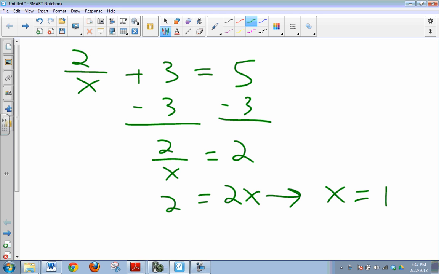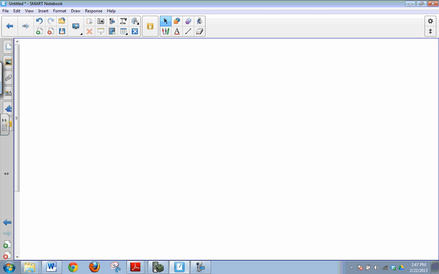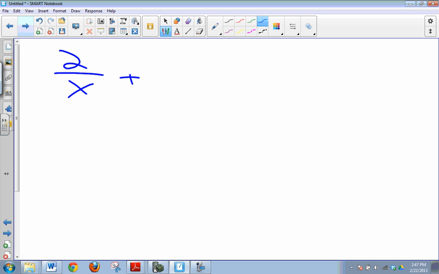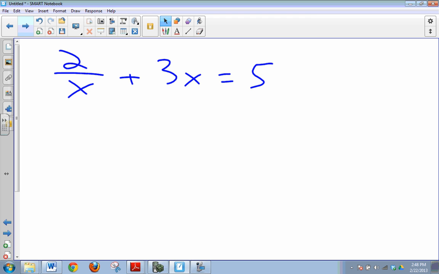So again, the same thing happens here. We need to get that x out of that denominator. Okay? So, similar problem, small change. Now what? Subtract 3x. Why? Well, we still have to, but I know how.